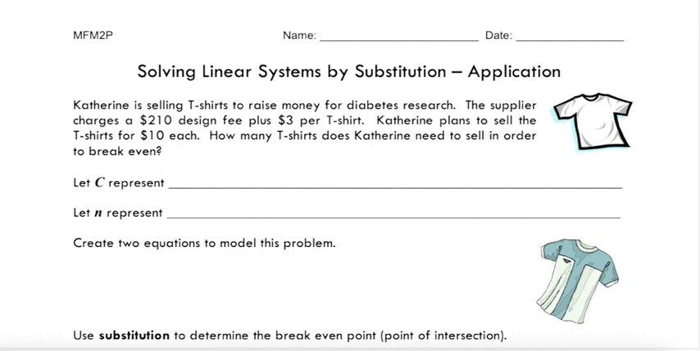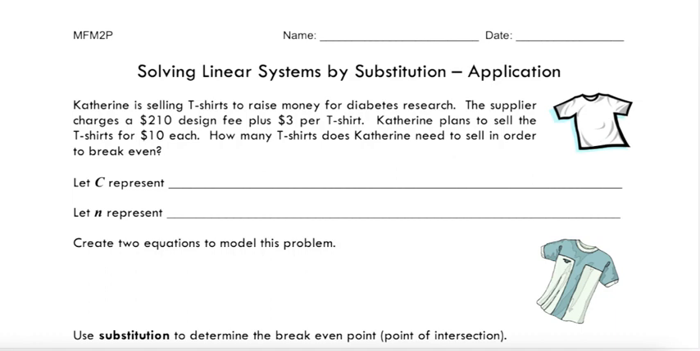The supplier charges a $210 design fee plus $3 per t-shirt. Catherine plans to sell the t-shirts for $10 each. We want to know how many t-shirts Catherine needs to sell in order to break even.